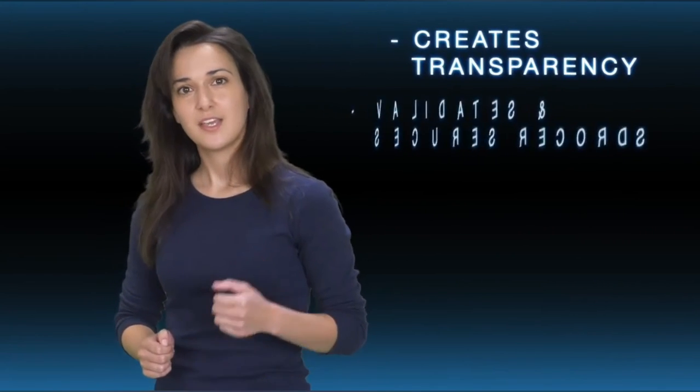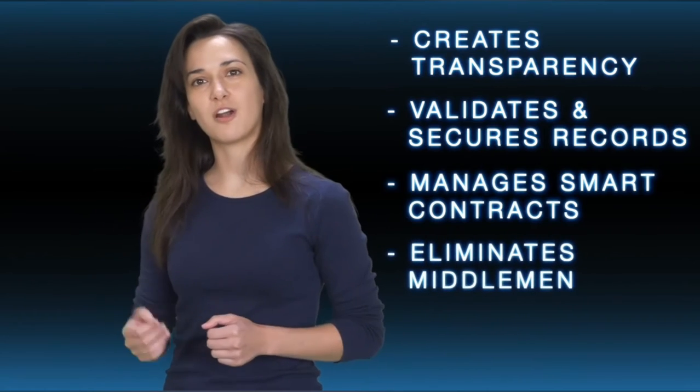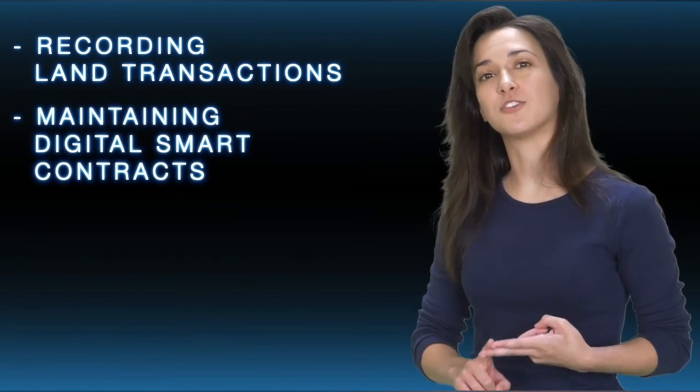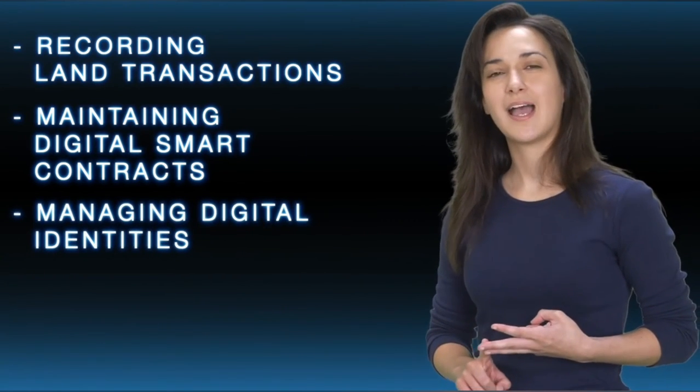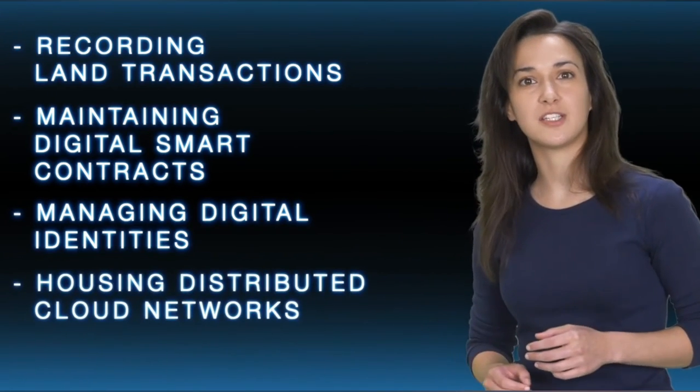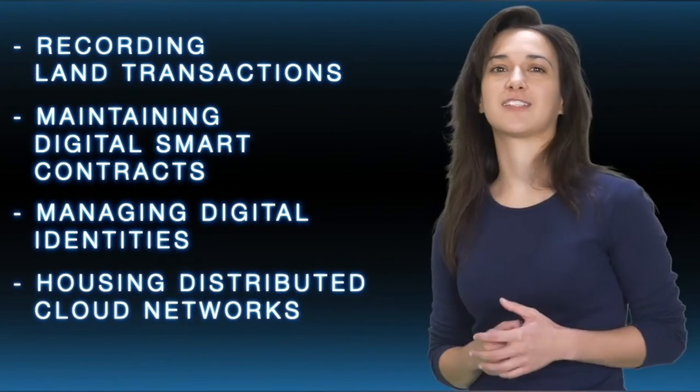How can blockchain be used in the future? How else can we utilize blockchain technology besides facilitating digital currency transactions like it does for Bitcoin? There are several applications for blockchain technology in multiple types of industries. Blockchain technology creates transparency, validates and secures records, manages smart contracts, and eliminates middlemen or third parties. Some examples of how blockchain could be used include recording land record transactions or mortgages, maintaining digital smart contracts like wills or promissory notes, managing digital identities like passports or birth certificates, housing distributed cloud networks to store information like documents or media, and a myriad of other exciting things.